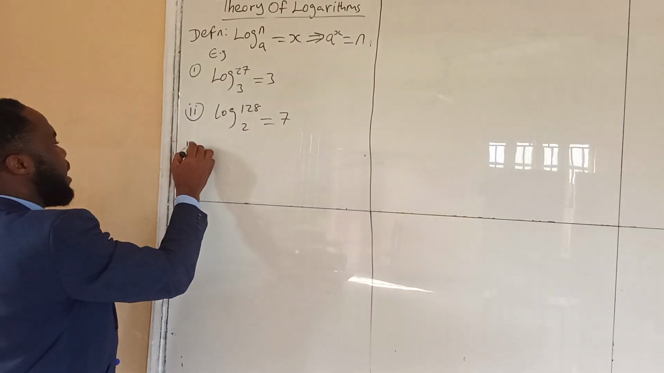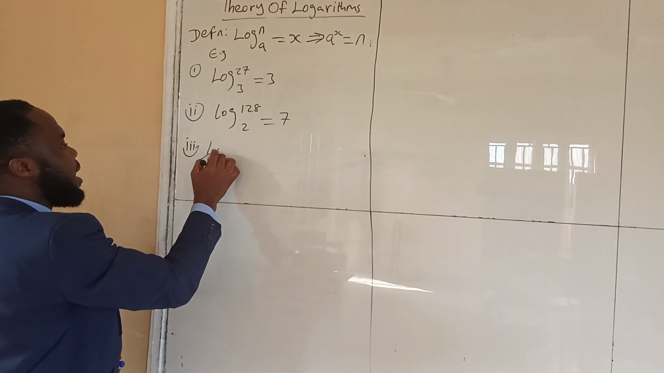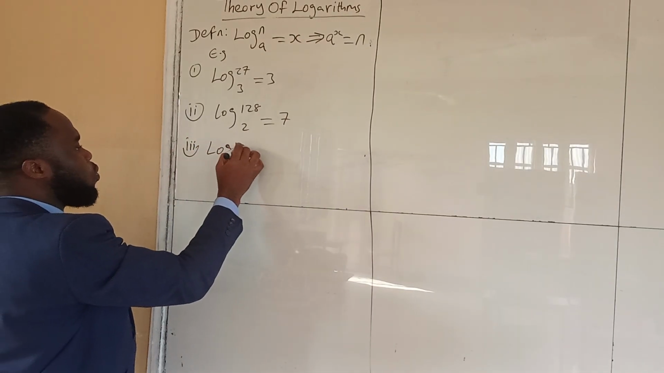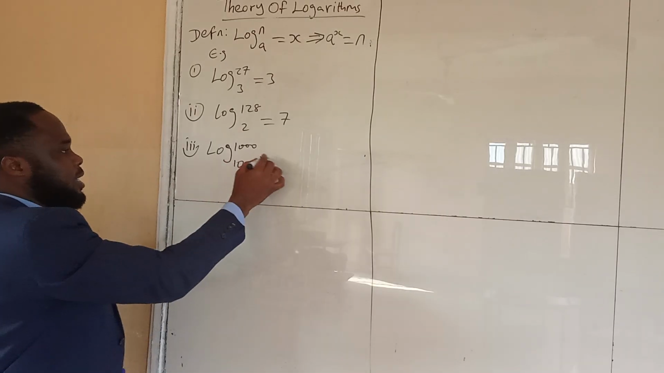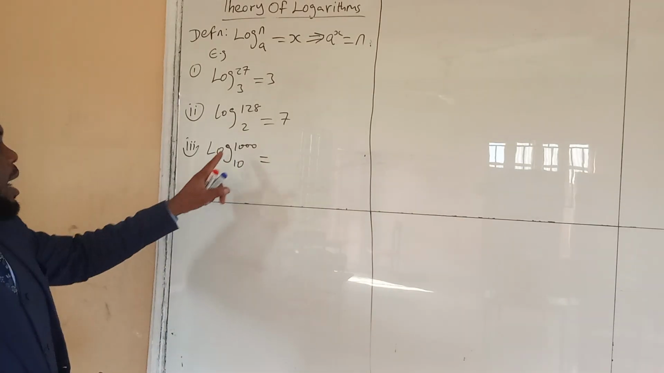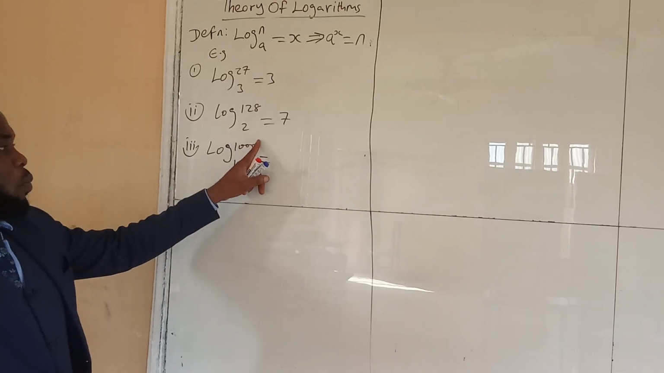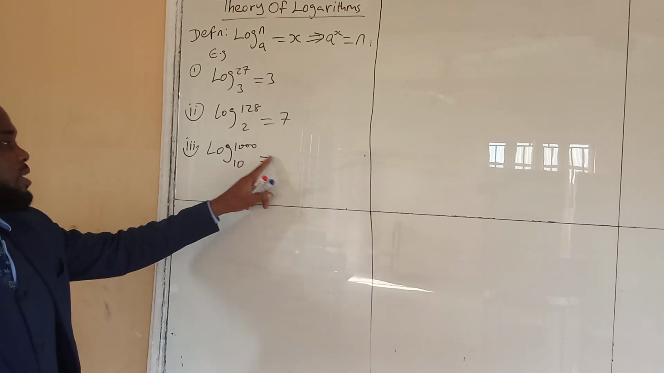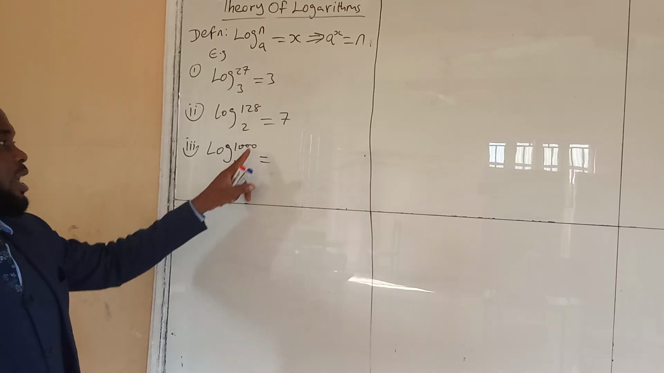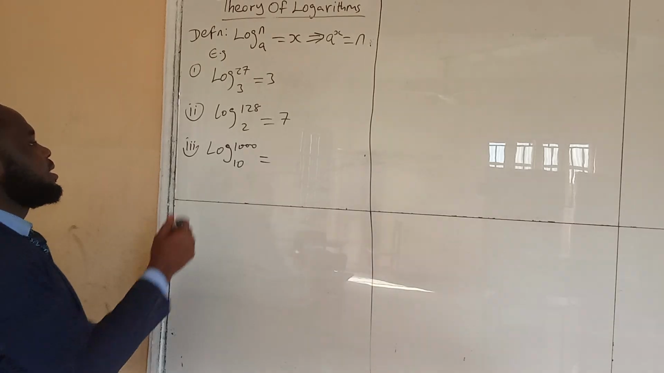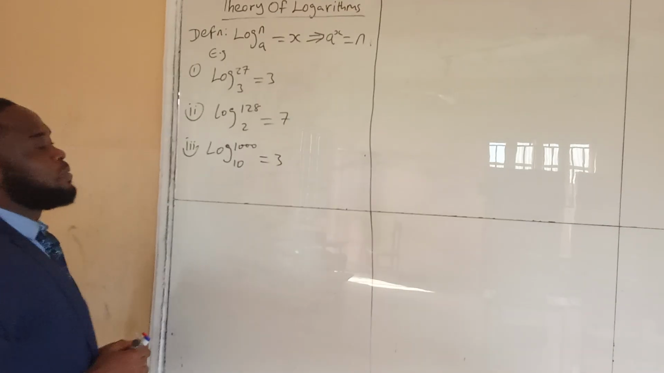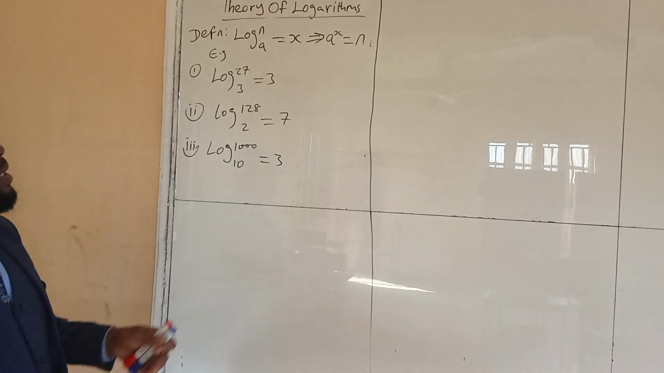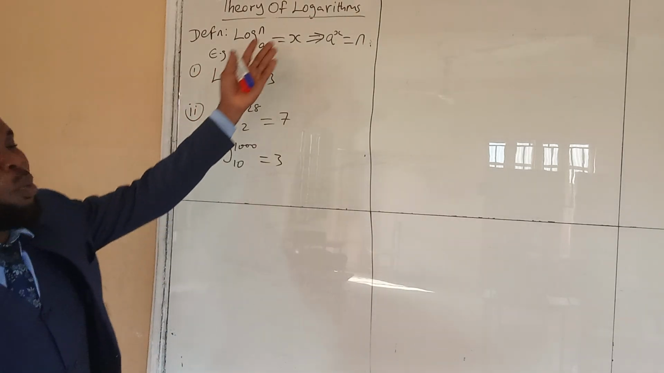Another example, when I have log of 1000 to base 10 equals what? Now, whatever the 10 will be raised to obtain 1000 is the result. And you see that 10 raised to the power of 3 equals 1000. That means the logarithm of 1000 to base 10 simply means 3.